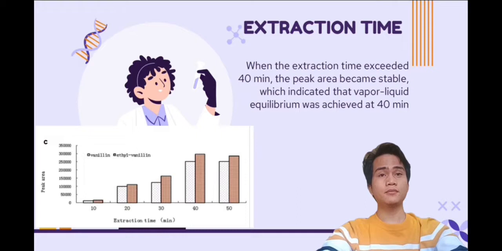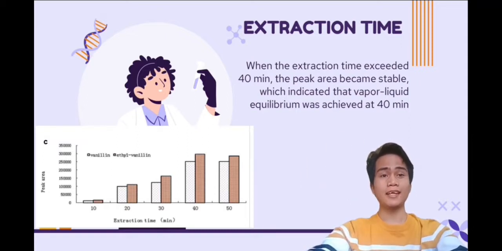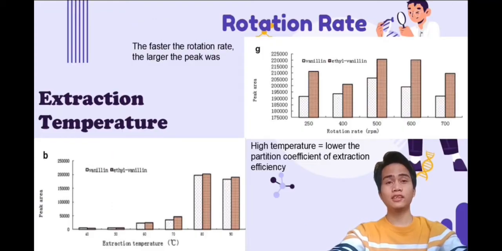Moreover, for the extraction time, the time required for absorption equilibrium was studied while keeping other parameters invariant. As shown in the figure above, the peak areas of the analyte increase as time increased within 10 to 30 minutes. When the extraction time exceeds 40 minutes, the peak area becomes stable, which indicates that the vapor-liquid equilibrium was achieved at 40 minutes.